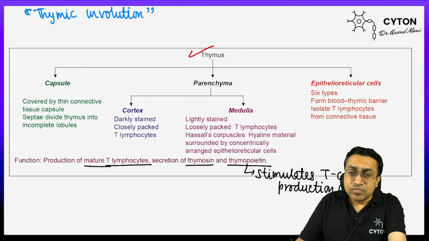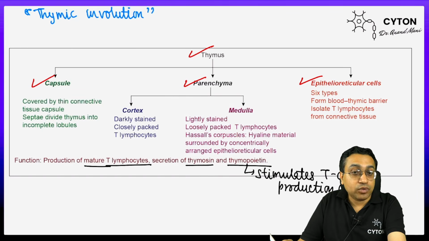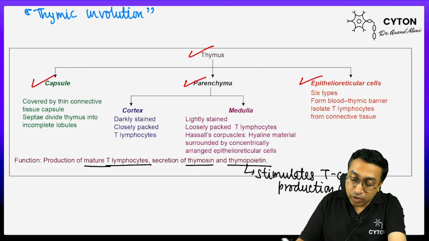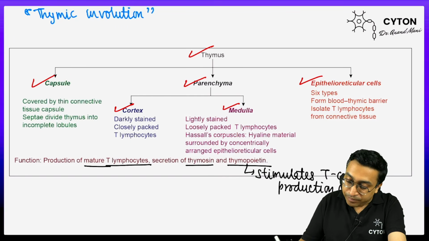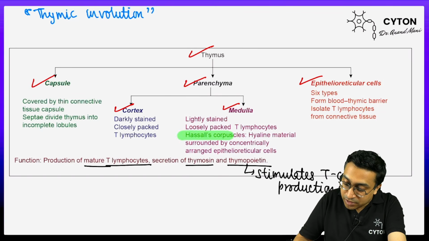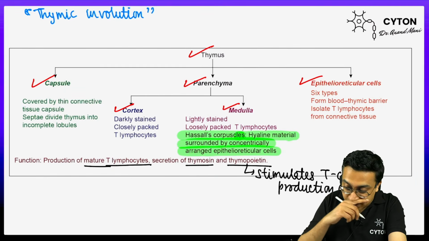Then the structure. The structure of the thymus includes the capsule, parenchyma and epithelio-reticular cells. This is the medulla, and there will be a cortex and medulla, like any other organ. Here I am also highlighting the key features of the thymus, very classical and very important. Let me put it in another color. That is the Hassall's corpuscles. They are hyaline material surrounded by concentrically arranged epithelio-reticular cells. What else do you have? The cortex, and the medulla, which has these Hassall's corpuscles.